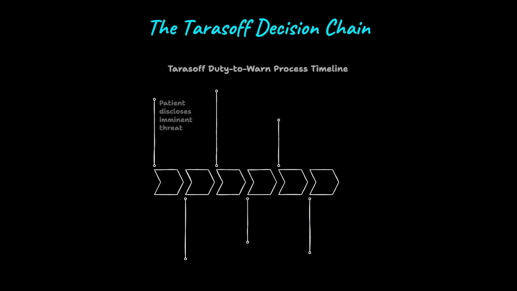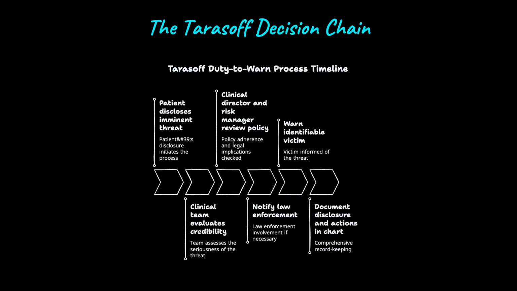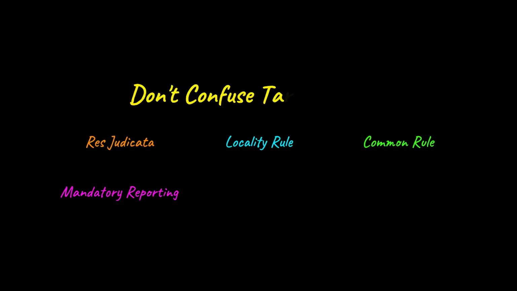Mechanically, a practice policy defines when the duty triggers, who is authorized to decide, and what steps to take. The clinical team, not the front desk, makes that call, and the CMAA's job is simply to route the disclosure to clinical leadership without delay.